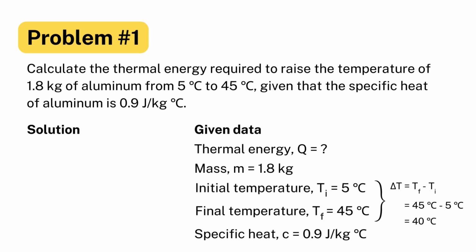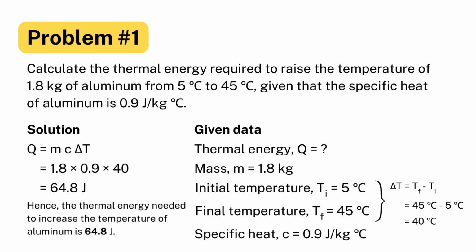Insert these values into the equation Q equals mc delta T. Therefore, the calculation becomes Q equals 1.8 multiplied by 0.9 multiplied by 40, which equals 64.8 joule. Hence, the thermal energy needed to increase the temperature of aluminum is 64.8 joules. Let's take one more practice problem.